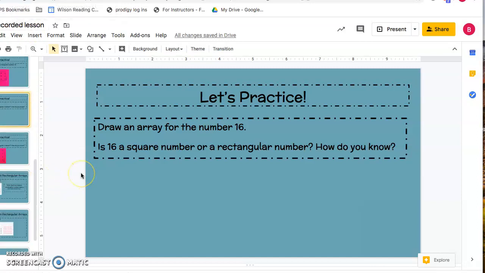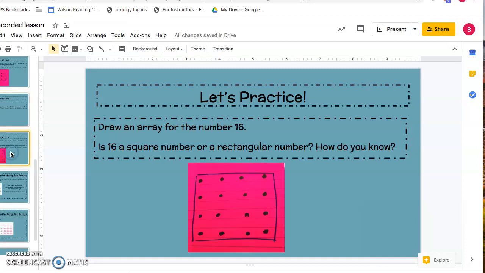So I'm thinking that if I'm drawing an array that has to equal 16, I know I need 16 dots. I can do that by making a 4 by 4 array. When I make a 4 by 4 array, that gives me 16. 16 is a square number. I know that because it has the same number of rows as it does columns.